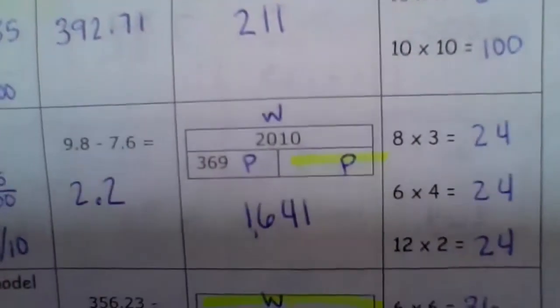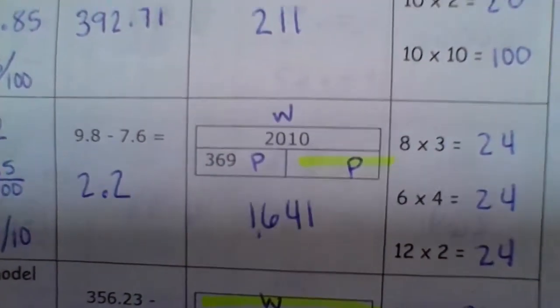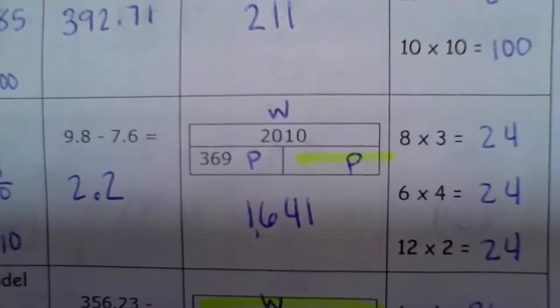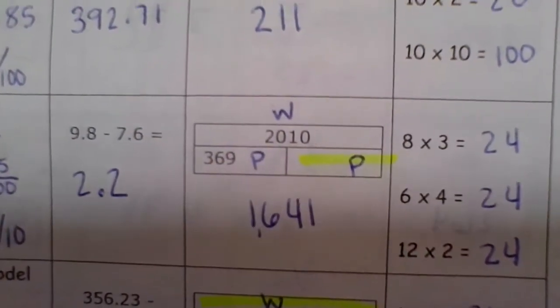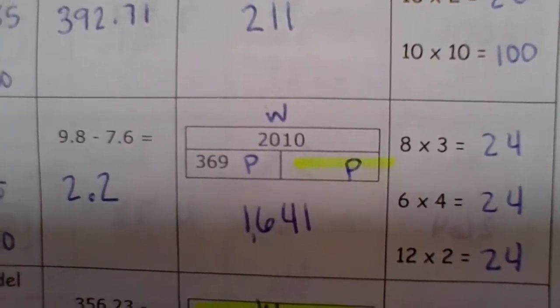And last but certainly not least, we have our multiplication facts. 8 times 3 equals 24. 6 times 4 equals 24. 12 times 2 equals 24.